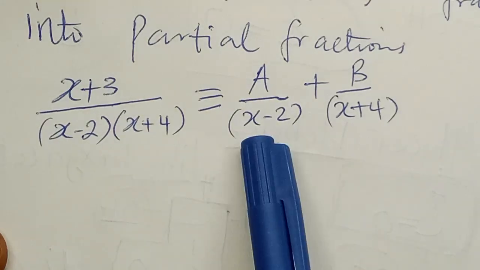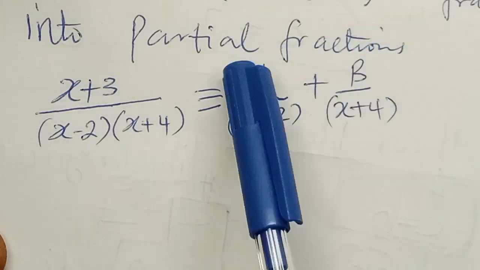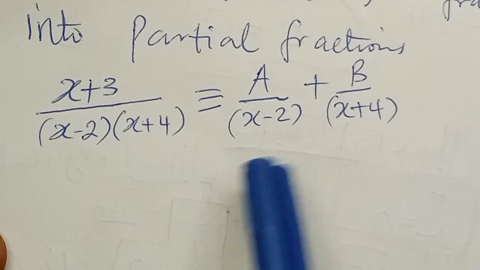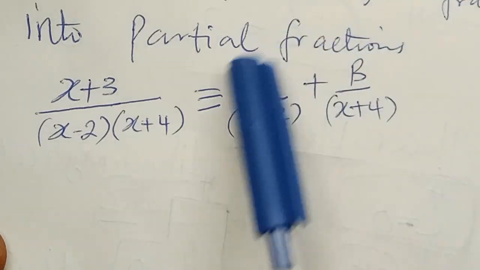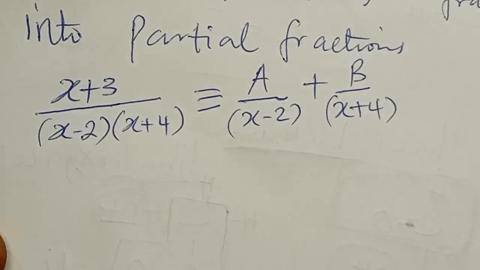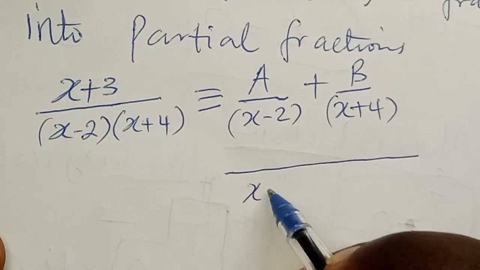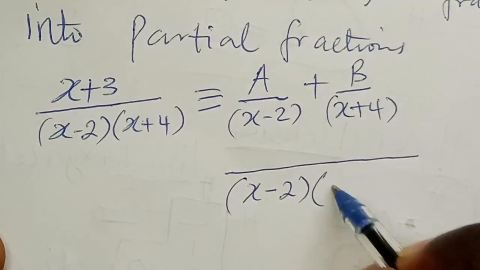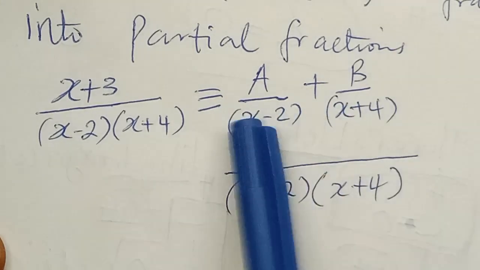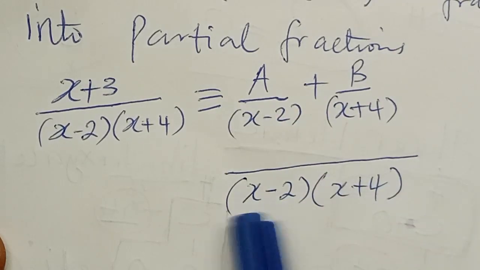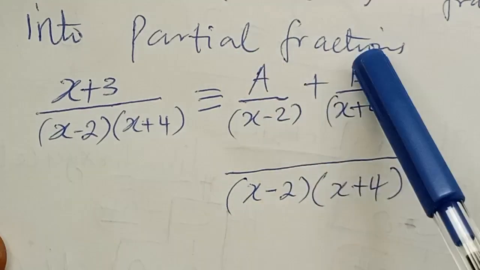And now, since we have this particular form, A over one factor plus B over the other, we must look for the LCM, which is the least common multiple, and express this in a simple form. In other words, we are going to write (x − 2)(x + 4), which represents the LCM. Then we are going to cross multiply by A and B.